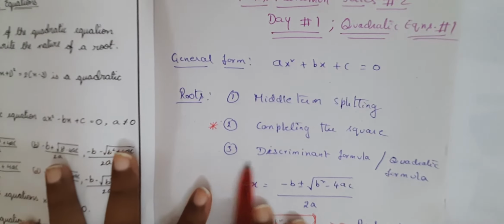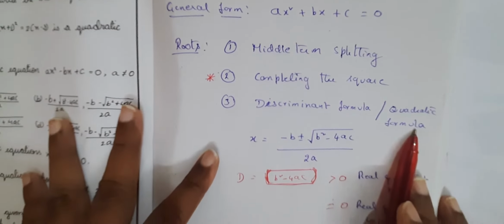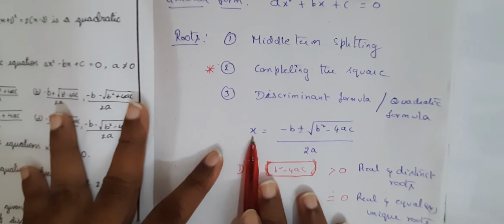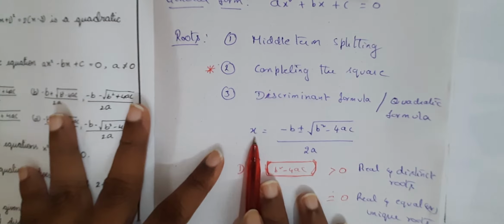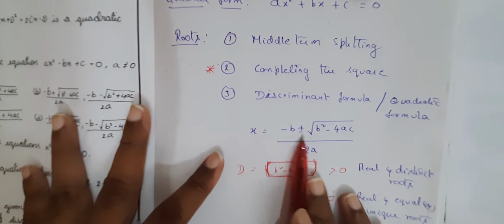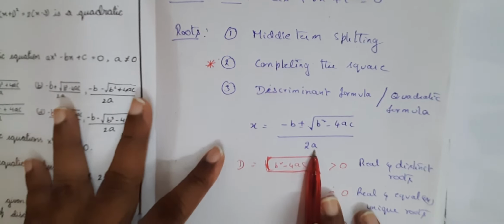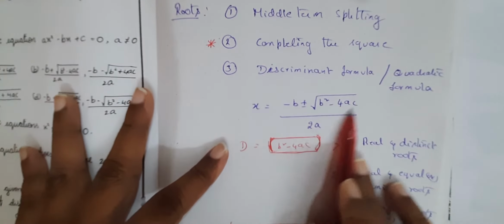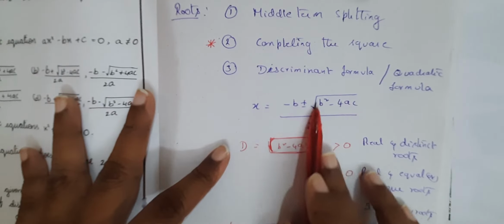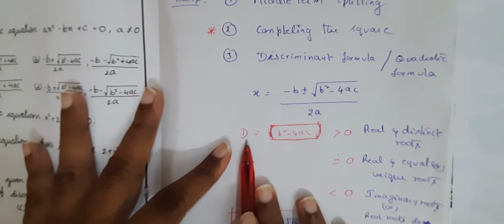And the other one is the discriminant formula or the quadratic formula, which is: x is equal to, for the equation ax square plus bx plus c is equal to 0, minus b plus or minus root of b square minus 4ac, by 2a. Right, b square minus 4ac, the quantity which is there under the root. So that is called the discriminant.